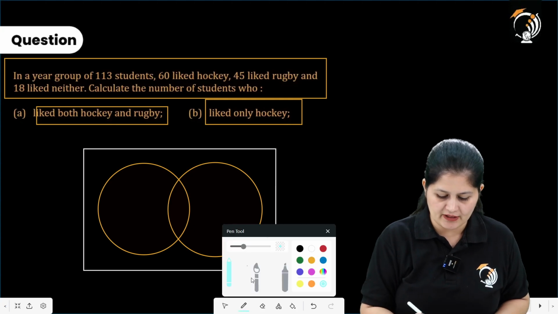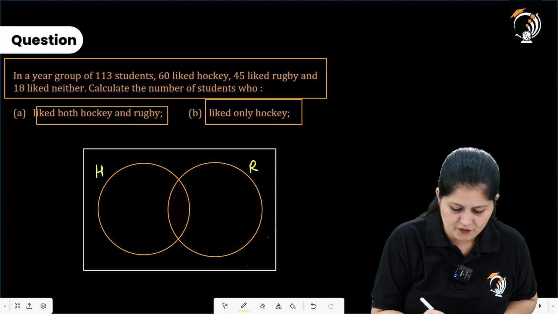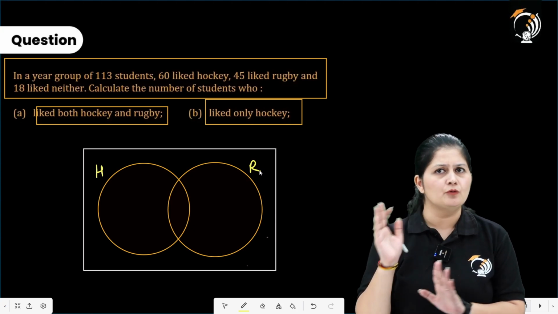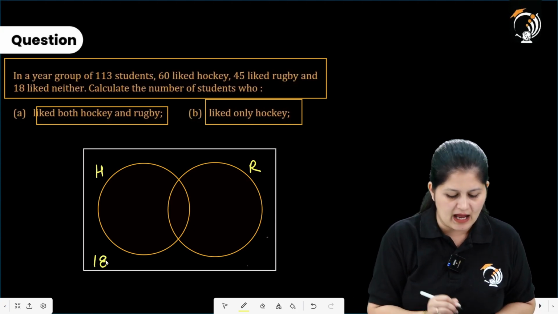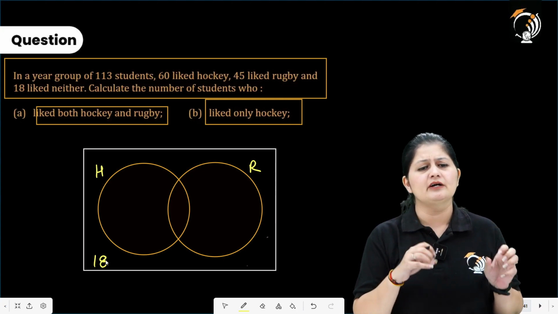These are sets for hockey and rugby. Let me just label them. So this is for hockey, this is for rugby, right? It is clearly mentioned that there are 18 who like neither, right? So clearly we are going to have 18 out of it, which are not liking either hockey or rugby.